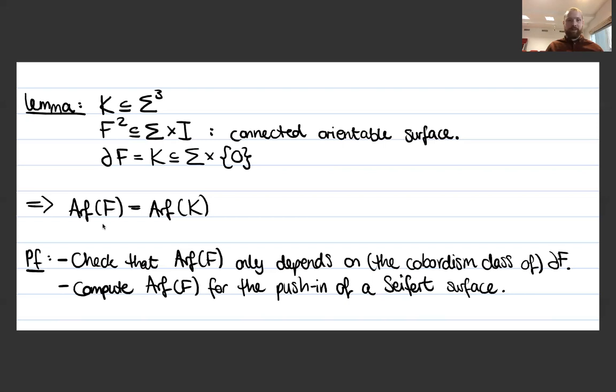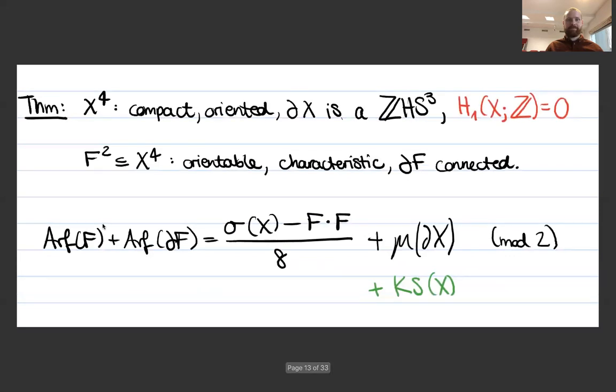Okay, so now we're ready to start putting together some of these things. So this was this theorem from the very beginning. So X is a compact oriented 4-manifold with integral homology sphere boundary. And for now, it has 0 first homology. And F is an orientable characteristic surface properly embedded in X with a connected boundary.